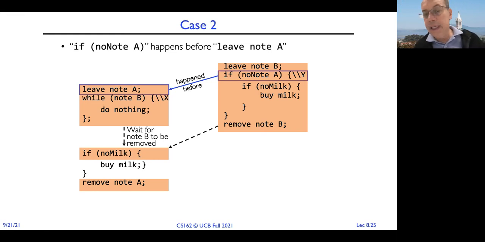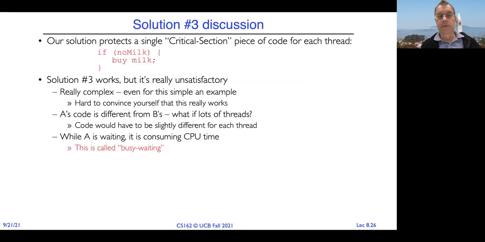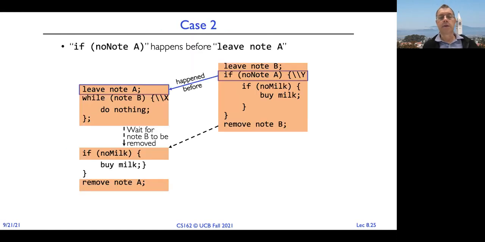But now there is milk in the fridge, because B put the milk in the fridge. It bought the milk. So therefore, A will not buy milk. Okay? So we are done. So you see, in both cases, exactly one thread bought milk.